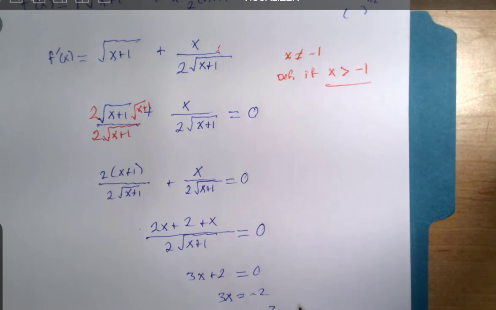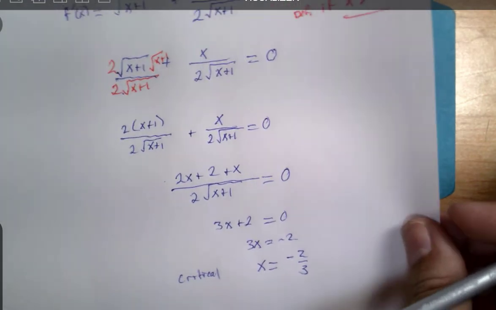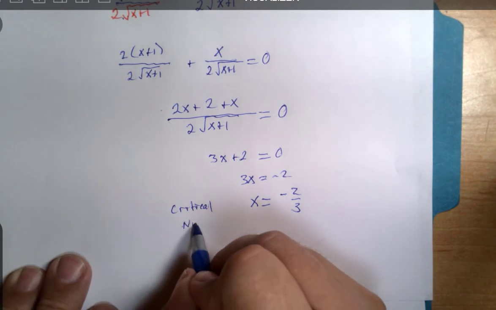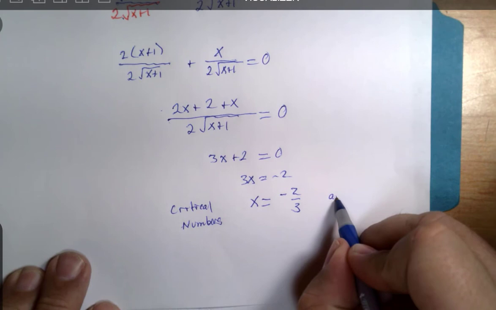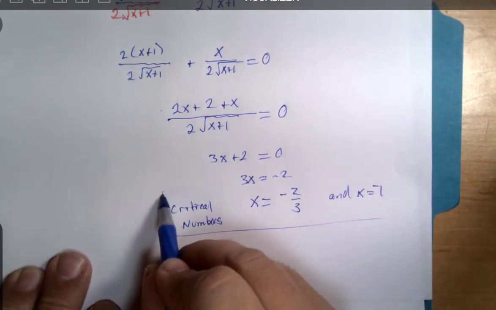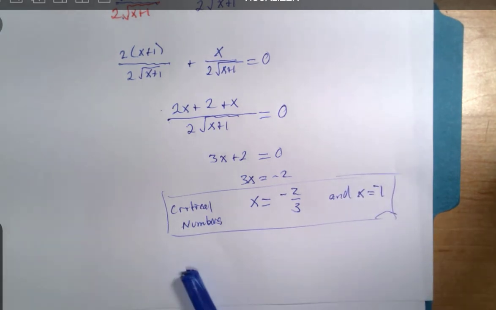So our critical numbers will be negative 2/3 and x equals negative 1. There you have it. A little bit heavier lifting in this problem, but I hope it was beneficial to you. Until next time.